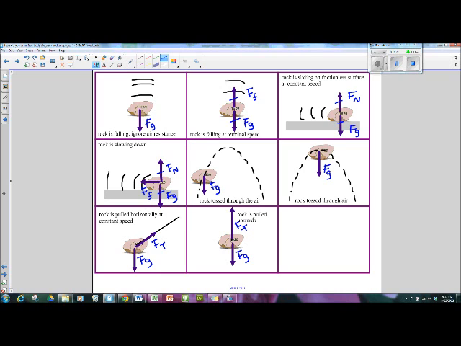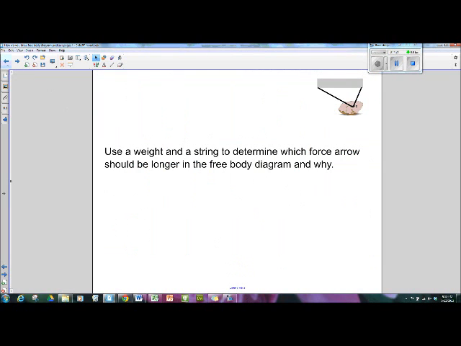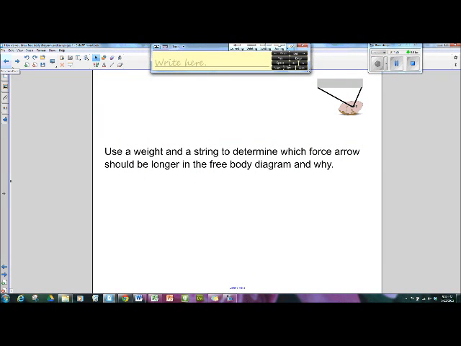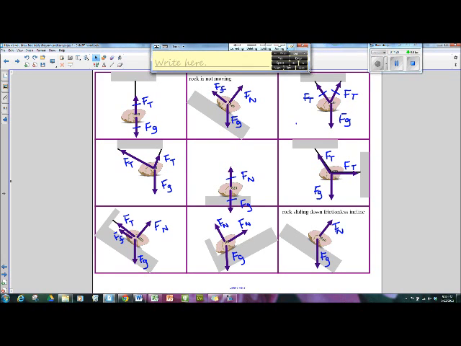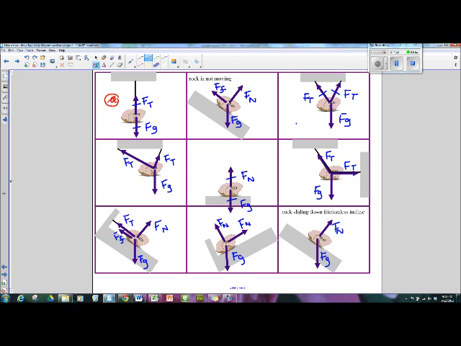Okay, now if we go back to the previous slide, we just want to look through each of these diagrams and figure out whether or not the rock is accelerating. Now by looking at the diagram, you can tell if the forces are balanced, the acceleration will be zero, and if they are not balanced, there will be a net acceleration, which means the rock will be speeding up or slowing down. So in this first one, we can see the forces are balanced, so the acceleration is zero.